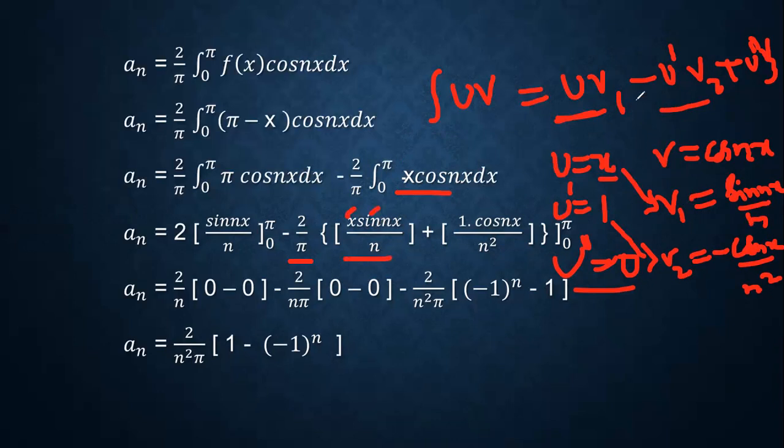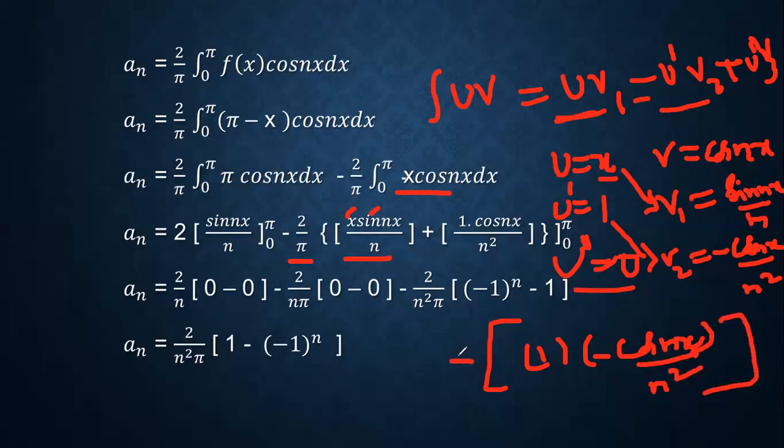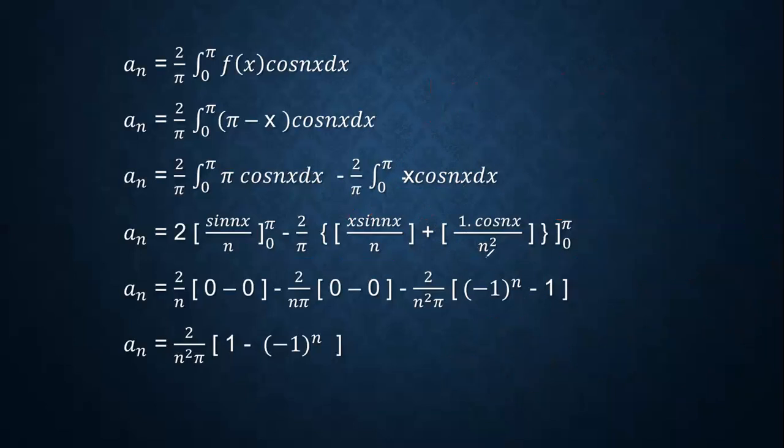That is your first term. Next is minus, so minus into u dash into v2. What is u dash here? So minus u dash is 1 into v2. What is v2 here? Minus cos nx by n square. This minus into minus, you will get it as a plus, which is represented as 1 into cos nx by n square, which is directly written here.